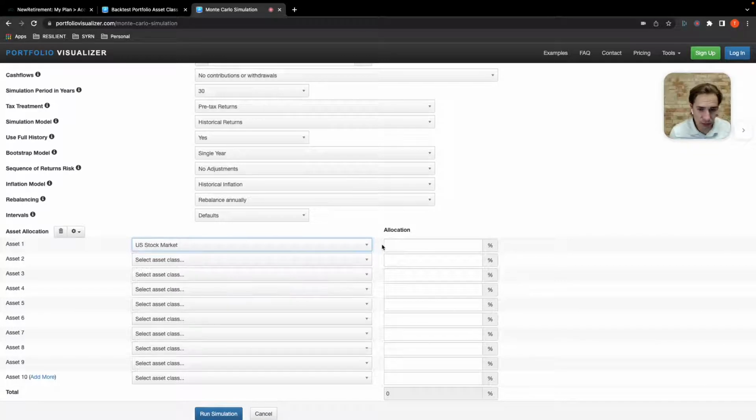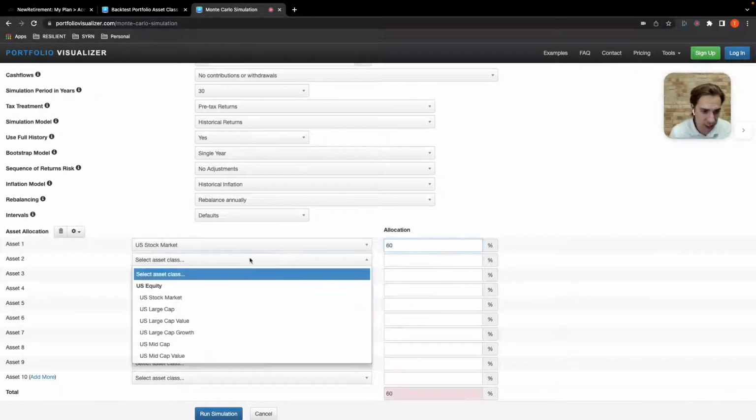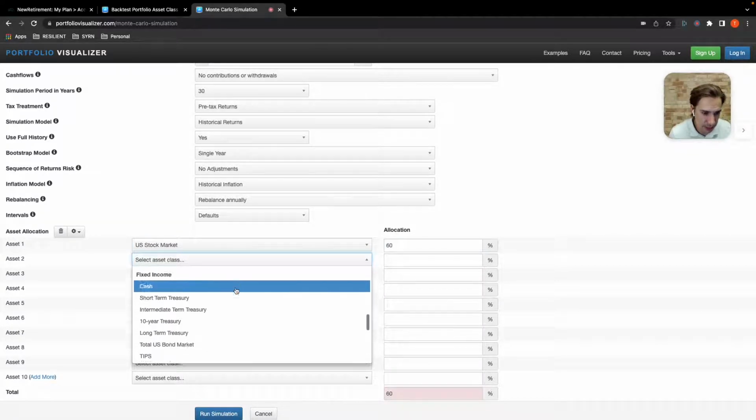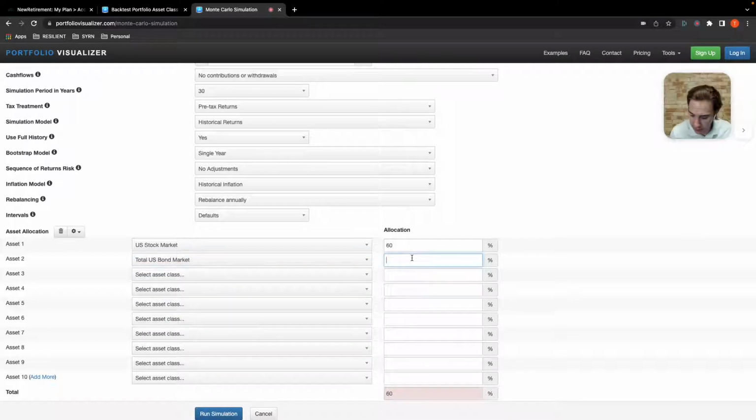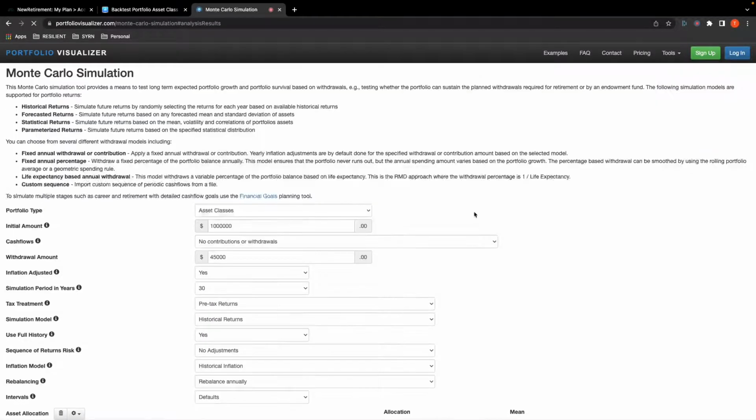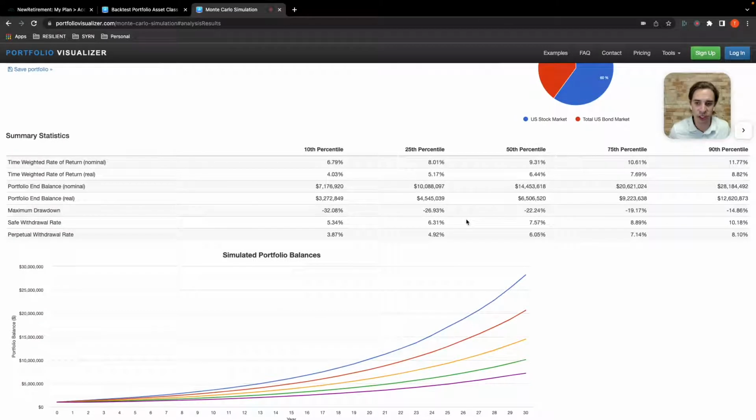Again, we're going to do 60-40. I should have just saved this. It's just wasting time. 60-40. Run it. It's going to be lower because I just stretched out the time frame. 9.31%, a little bit lower than last time.